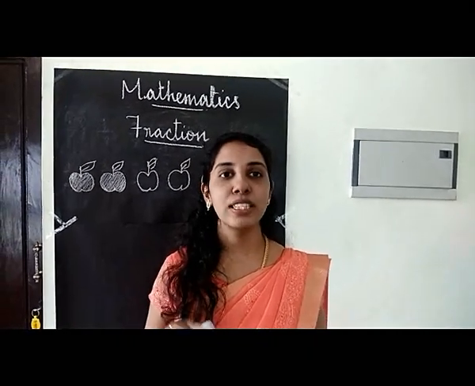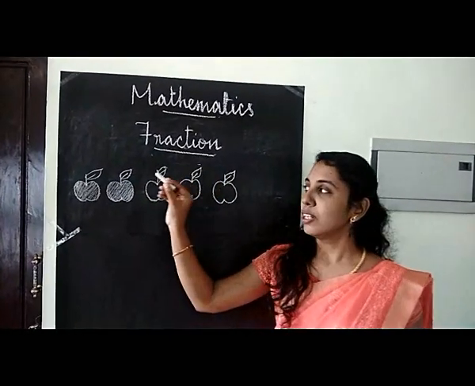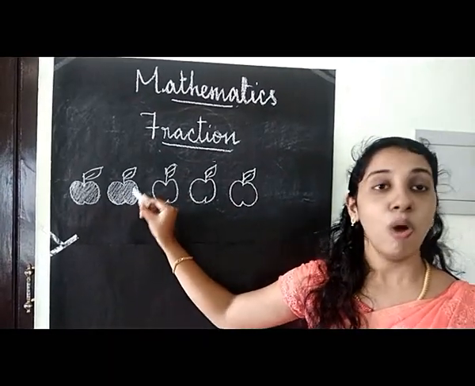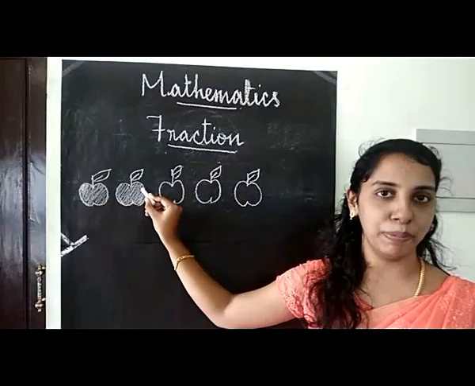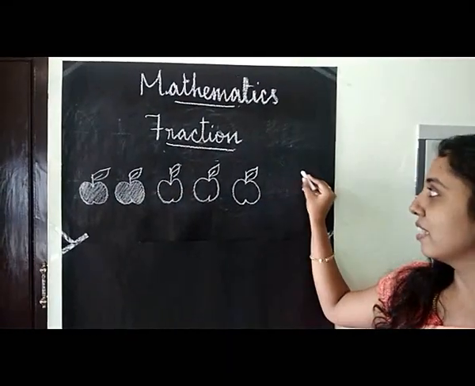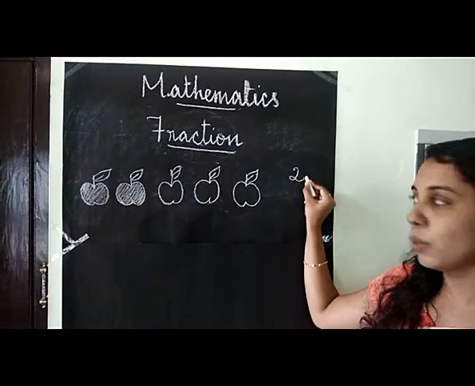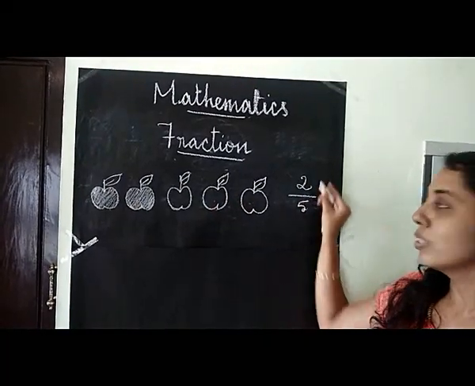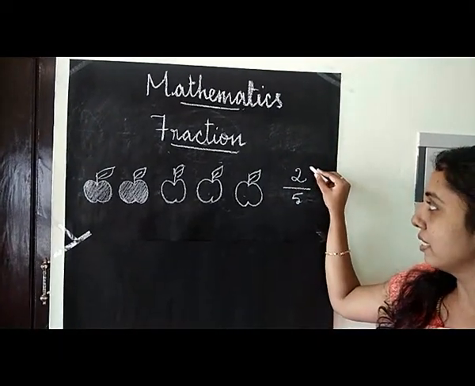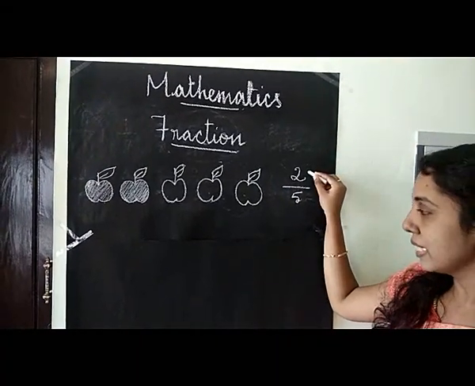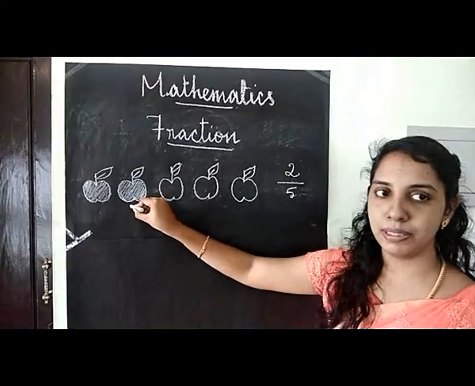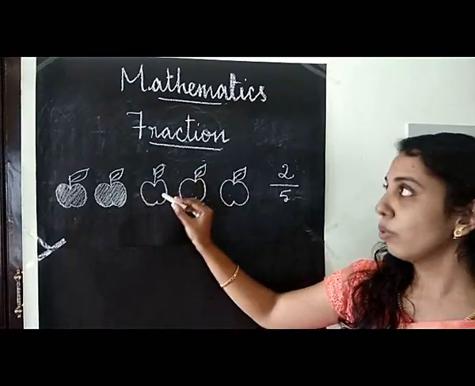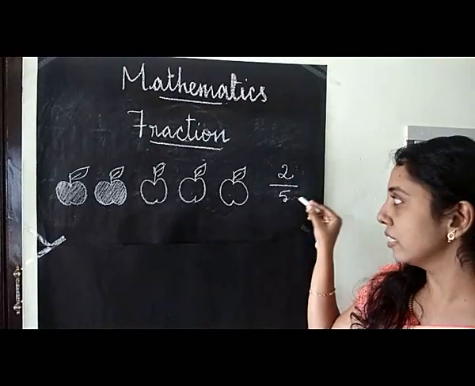Yes, dear students, today's topic is fraction. Listen, I have 5 apples. 2 apples are shaded. How can we represent the 2 shaded apples? Using fraction, we can write the number of apples shaded, that is 2, then the total number of apples, 1, 2, 3, 4, 5. So this is the form of fraction. This number is known as numerator. Numerator represents the shaded number of apples. The denominator represents the total number of apples.